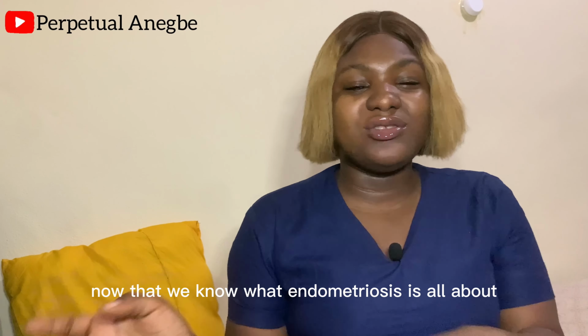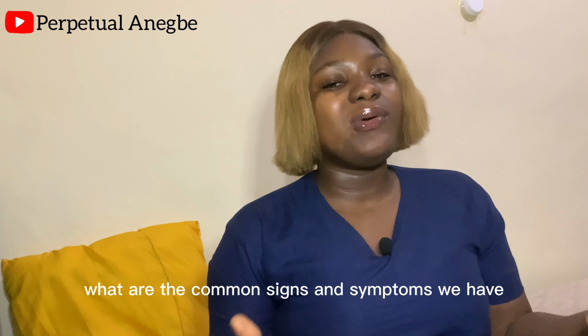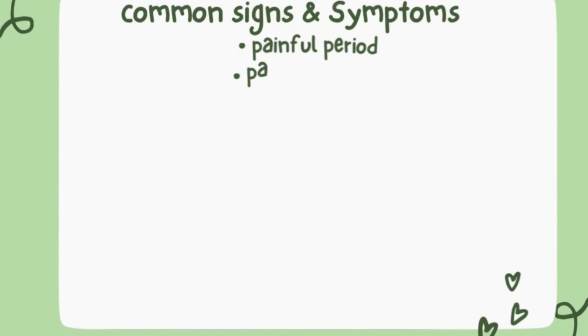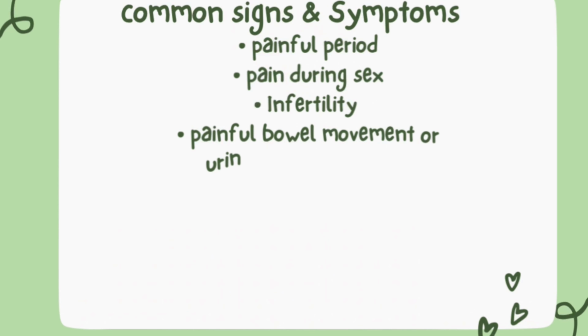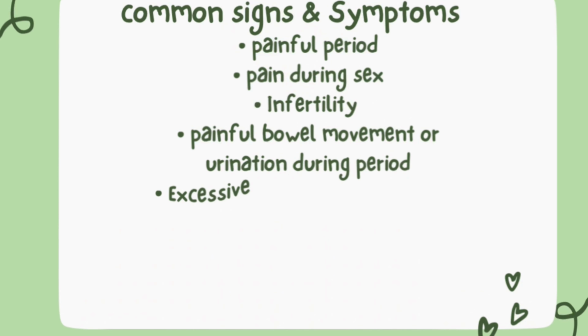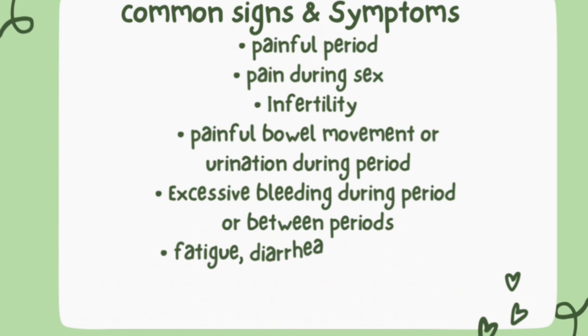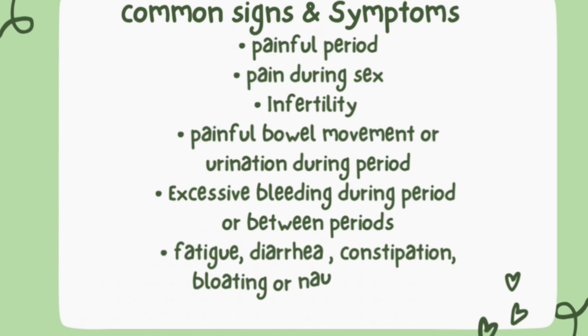Now that we know what endometriosis is all about, what are the common signs and symptoms? We have painful period, pain during sex, infertility, painful bowel movement or urination during period, excessive bleeding during period or between periods, fatigue, diarrhea, constipation, bloating or nausea during period.